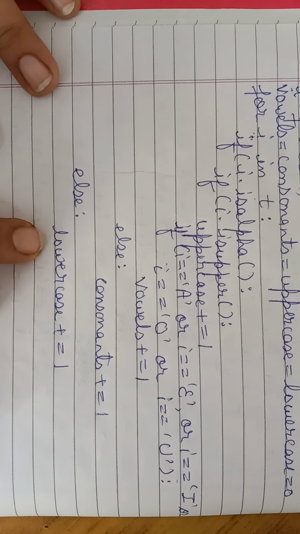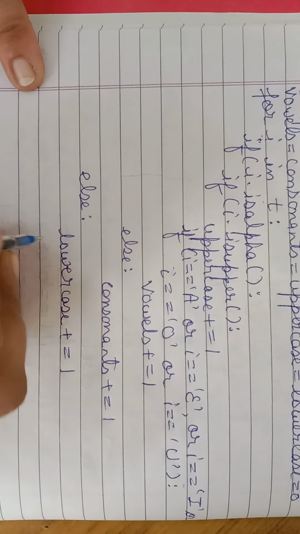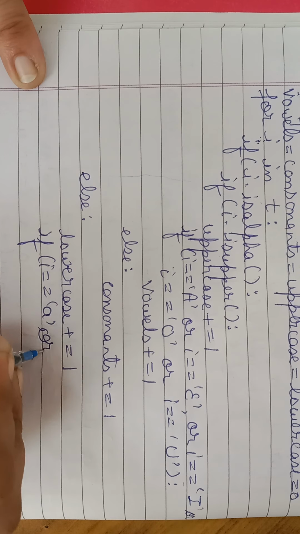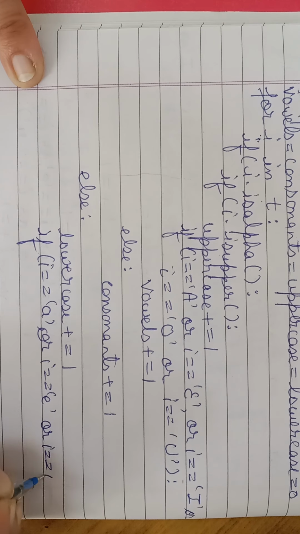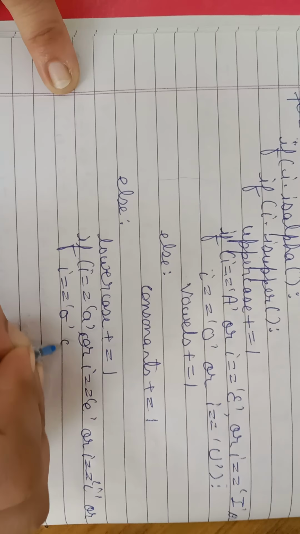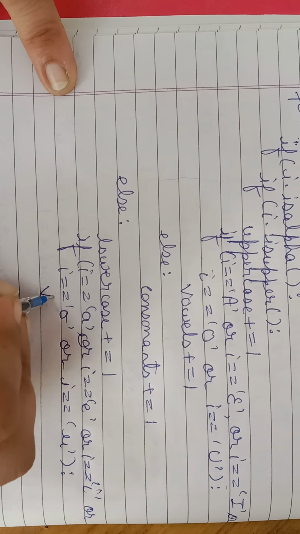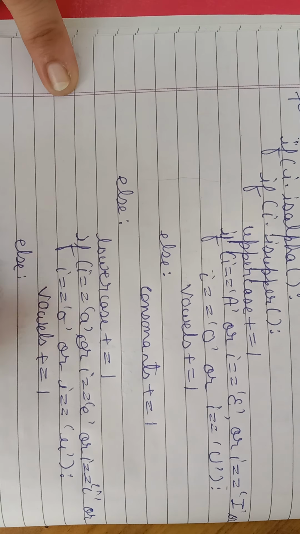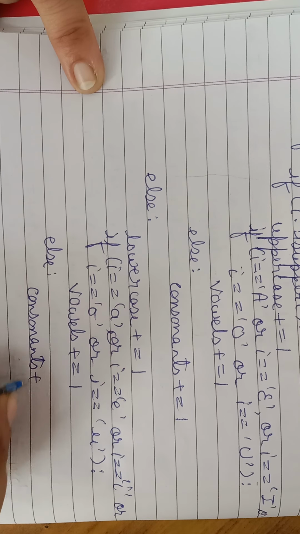Again, there is a possibility that this lowercase character may be a vowel or consonant. So here we again check if i double equal to small a or i double equal to small e or i double equal to small i or i double equal to small o or i double equal to small u, then we update the value of vowels by 1. Else it is a lowercase consonant, then we update the value of consonant by 1.